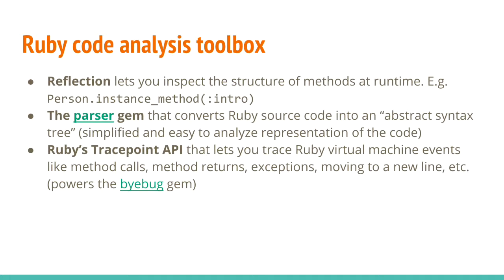Then there's the parser gem, and that's what actually takes in Ruby code and converts it to what's called an abstract syntax tree, which is a fancy term, but it just basically means a representation of your code that you can easily manipulate.